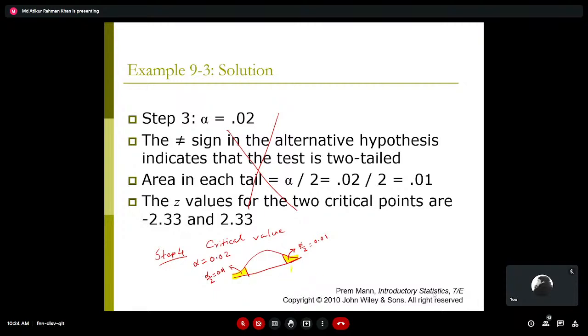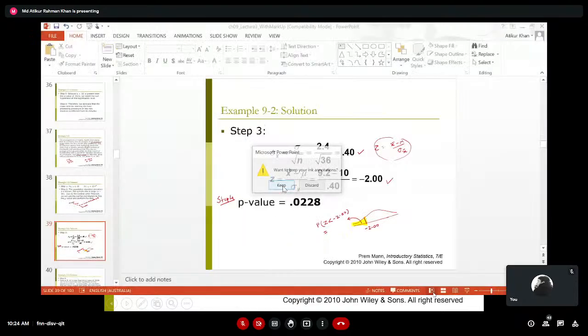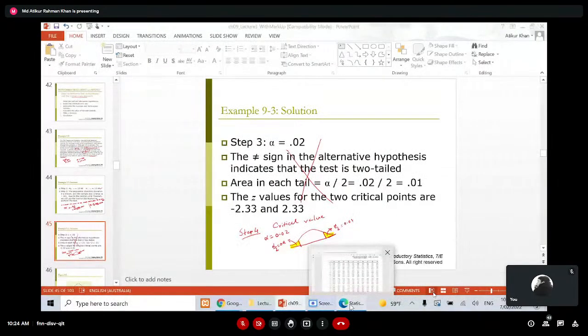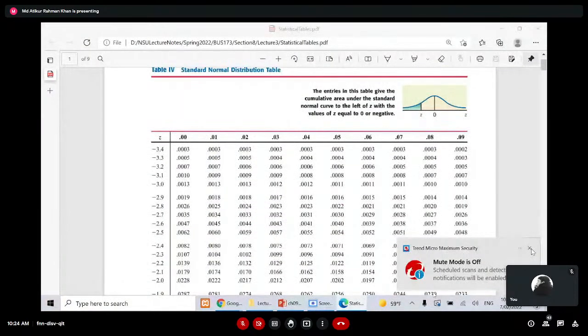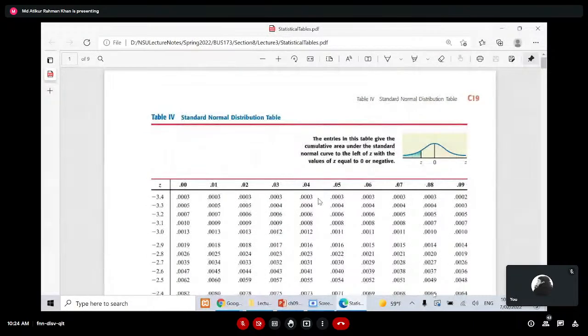When we calculate the p-value, we use the value of z and calculate the area. Now we are using a different procedure. We know the area, or we fix the area, then we find the value. So these values are the critical values. How to find that? We can use the statistical table, the same table. Alpha by 2 equal to 0.01, so we have to look up 0.01 here.